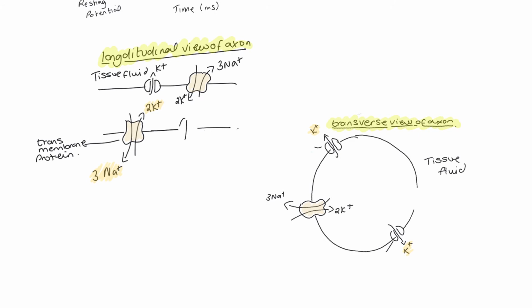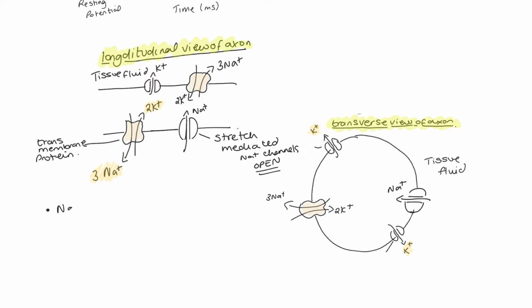So let's look at what would happen. The stretch-mediated sodium ion channels open. Sodium ions move down their concentration gradient. They flood into the cell. When they move into the cell, this increases the potential difference. Now, the potential difference is higher than minus 65 millivolts because there are more positive ions on the inside.